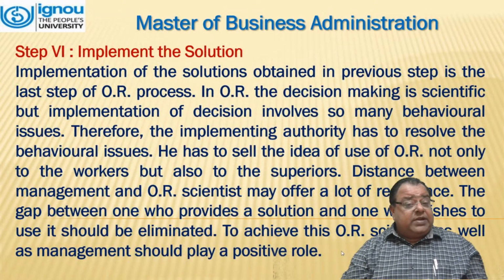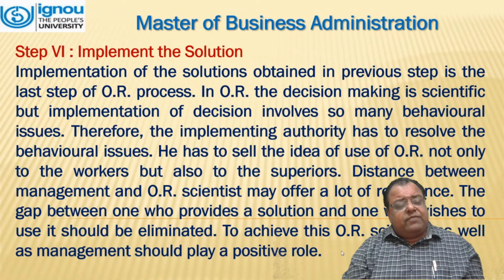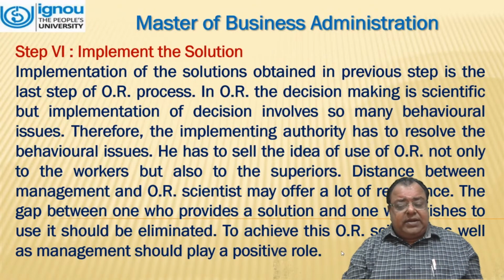Step 6 is the implementation of the solution. Implementation of the solution obtained in the previous step is the last step of the OR process. In OR, the decision making is scientific, but implementation of the decision involves many behavioral issues. Therefore, the implementing authority has to resolve the behavioral issues. He has to sell the idea of the use of OR not only to the workers but also to the superiors. Distance between management and OR scientists may offer a lot of resistance. The gap between the one who provides a solution and the one who wishes to use it should be eliminated. To achieve this, OR scientists as well as management should play a positive role.